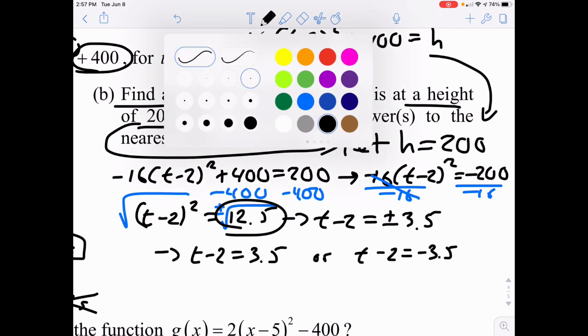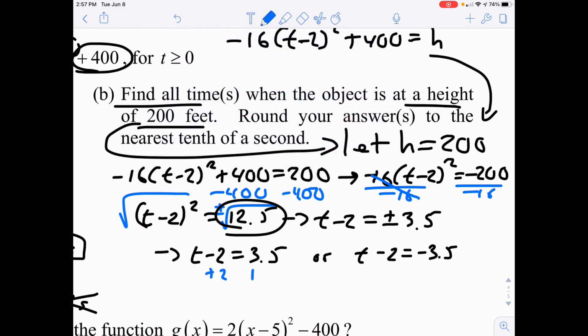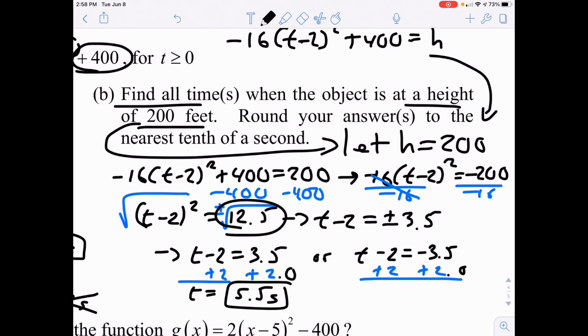Solve each one. Plus 2, plus 2. t is equal to 5.5 because this is really plus 2.0. So 3.5 plus 2 would be 5.5 seconds. And here this adds up to negative. And time cannot be negative, so we reject that answer.